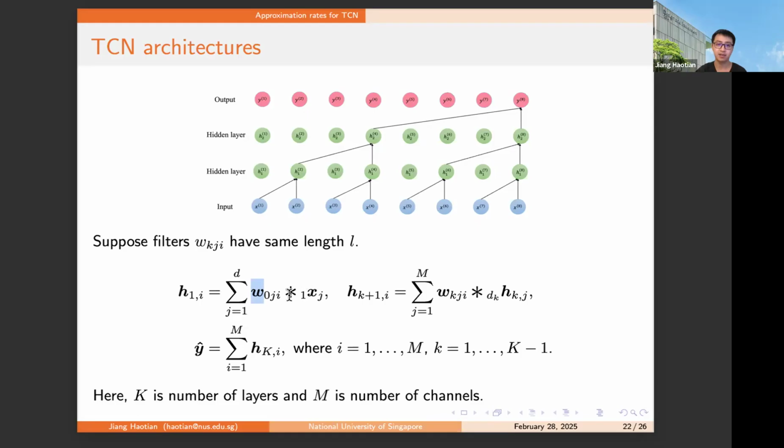at each layer we are applying some dilated convolution. So at higher layers, the dilations become larger. This is equivalent to saying that we want to achieve a larger filter with fewer parameters by using the dilated convolution. Here K is the number of layers and M is the number of channels.